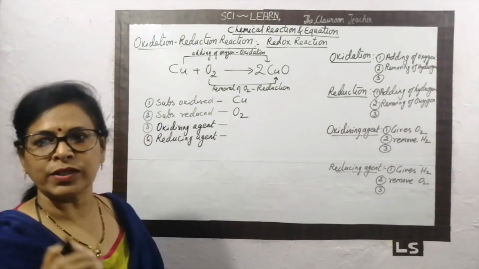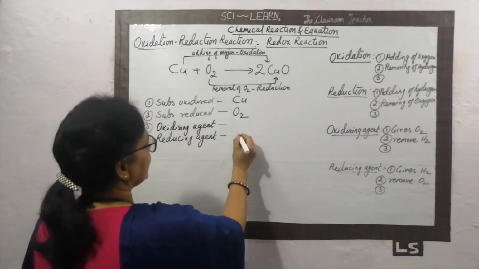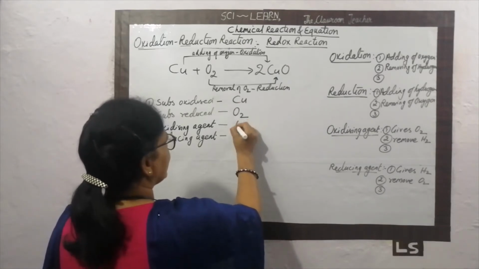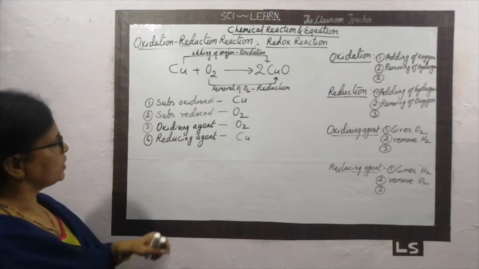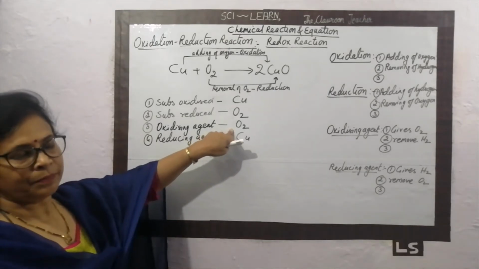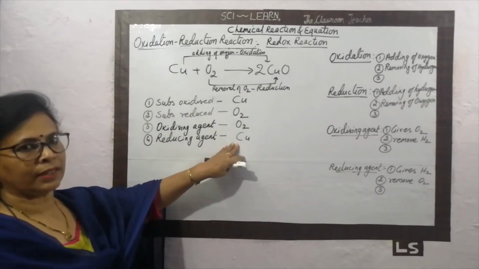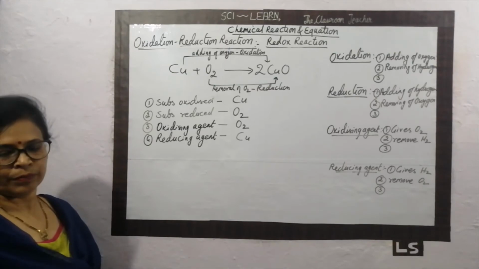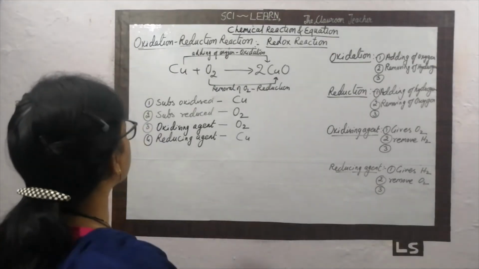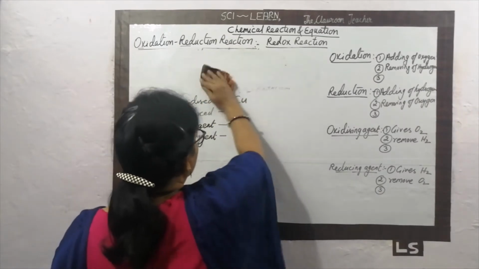Now what is the reducing agent here? The reducing agent is copper and the oxidizing agent is oxygen. As you know, who gives the oxygen? Oxygen is given by oxygen. Who removes the oxygen? That is the copper. So this is the explanation of the equation. Let's move towards one more example. Again, I am going to rub this portion only.